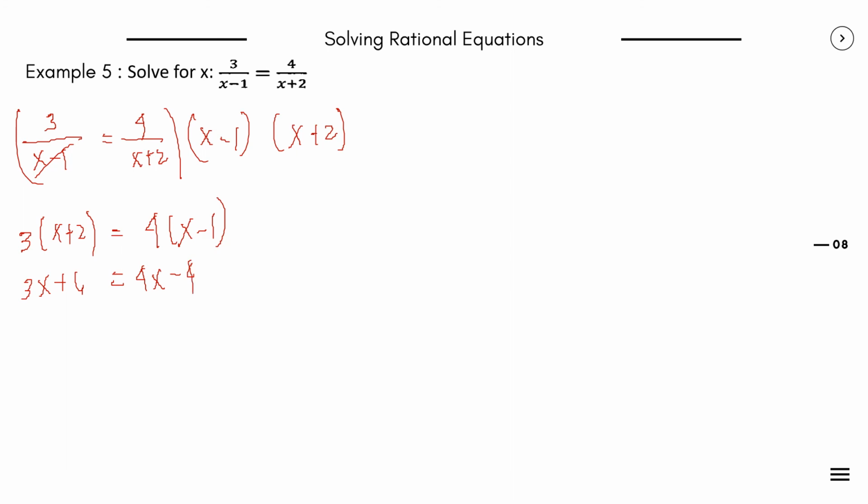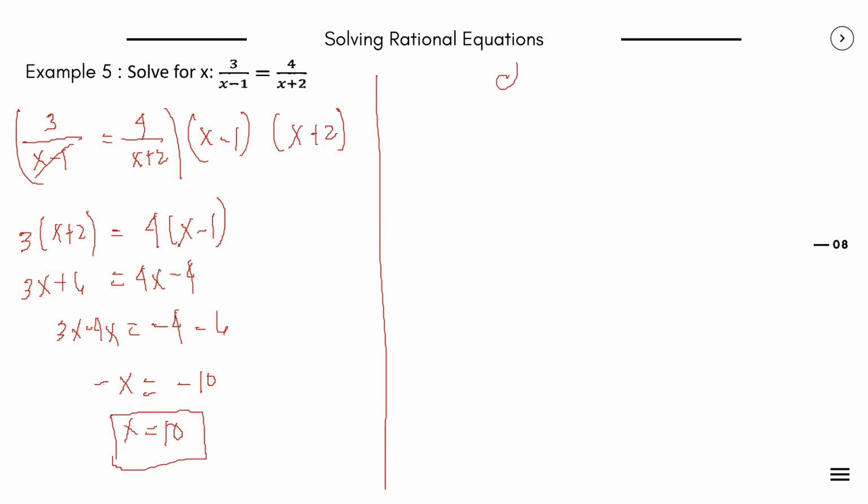So, pagsamahin natin lahat na may variable and lahat na walang variable, pagsamahin din natin. So, magiging 3x minus 4x is equals to negative 4 minus 6. So, negative x, kasi 3x minus 4x, nagiging negative x na lang is equals to negative 10. Or, x is equals to positive 10. Okay, so let's have our checking.